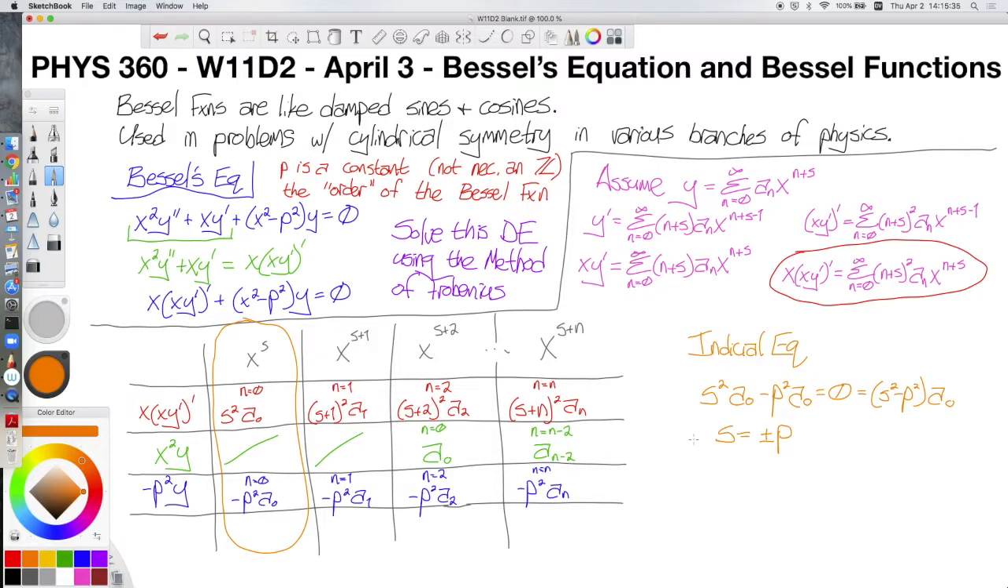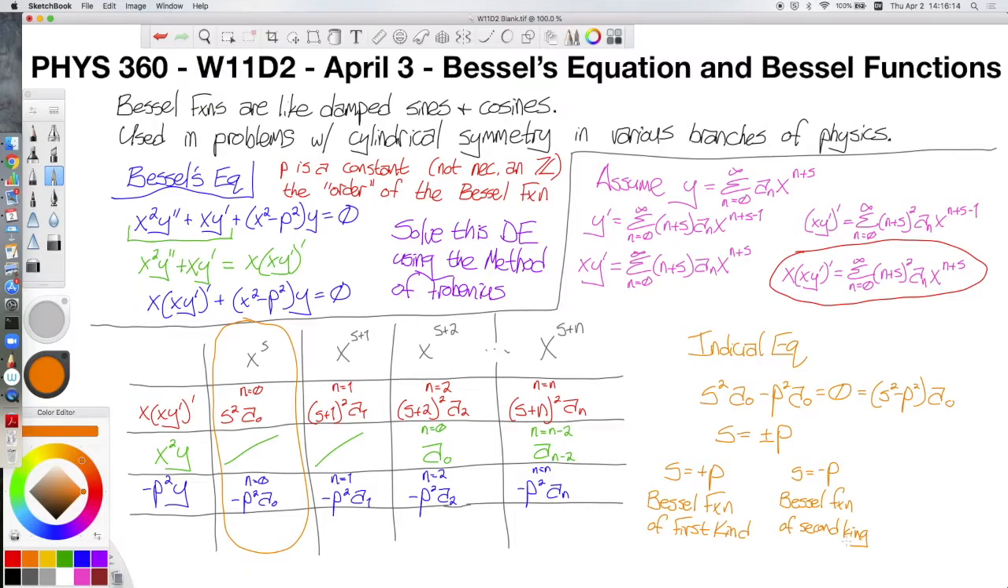And it will turn out that when we take the s equals plus p version, we get something called Bessel functions of the first kind. And when we use s equals negative p, we get something called Bessel functions of the second kind.